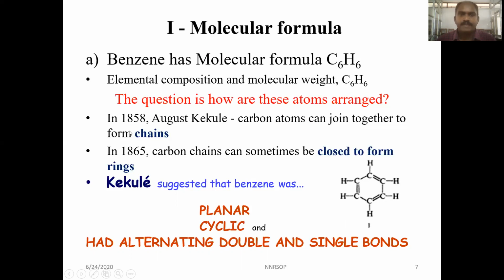In 1855, Auguste Kekule explained that all the carbon atoms join in the form of open chain structures. But he realized in 1865 that they may sometimes be formed in the form of closed rings. So Kekule suggested that benzene has a planar, cyclic structure with alternate double bonds and single bonds.